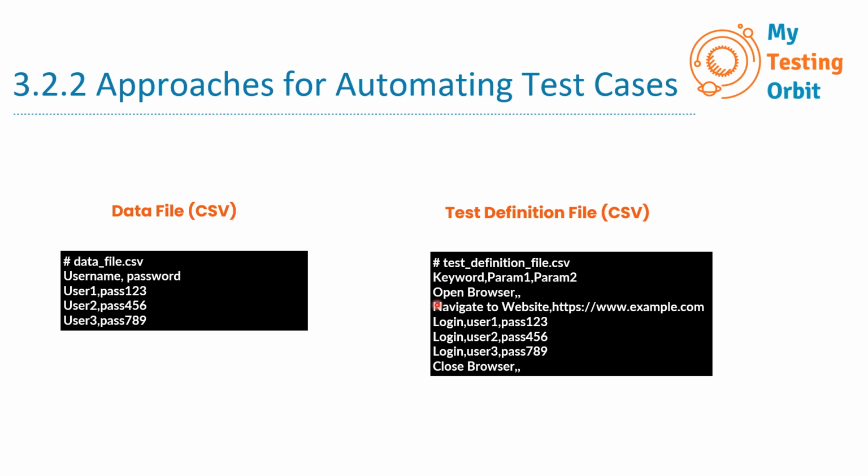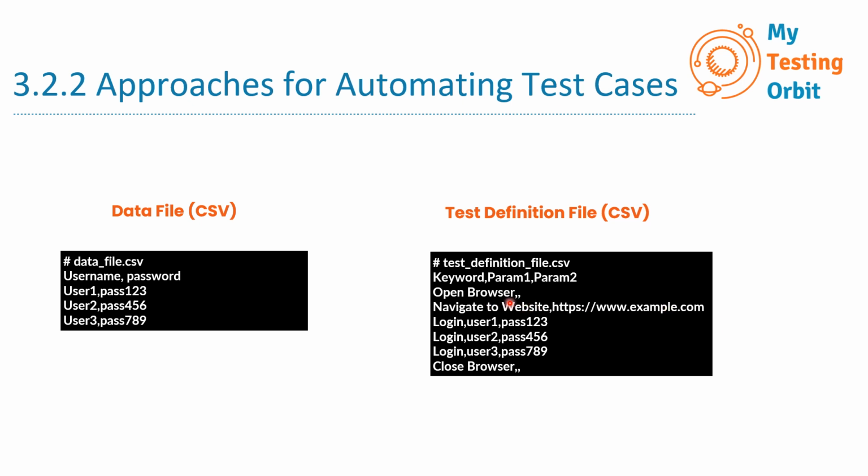Okay, also let's have a look at this keyword param1, param2. These represent the header row that defines the structure of the file. It specifies the format in which the test steps should be organized within the file.